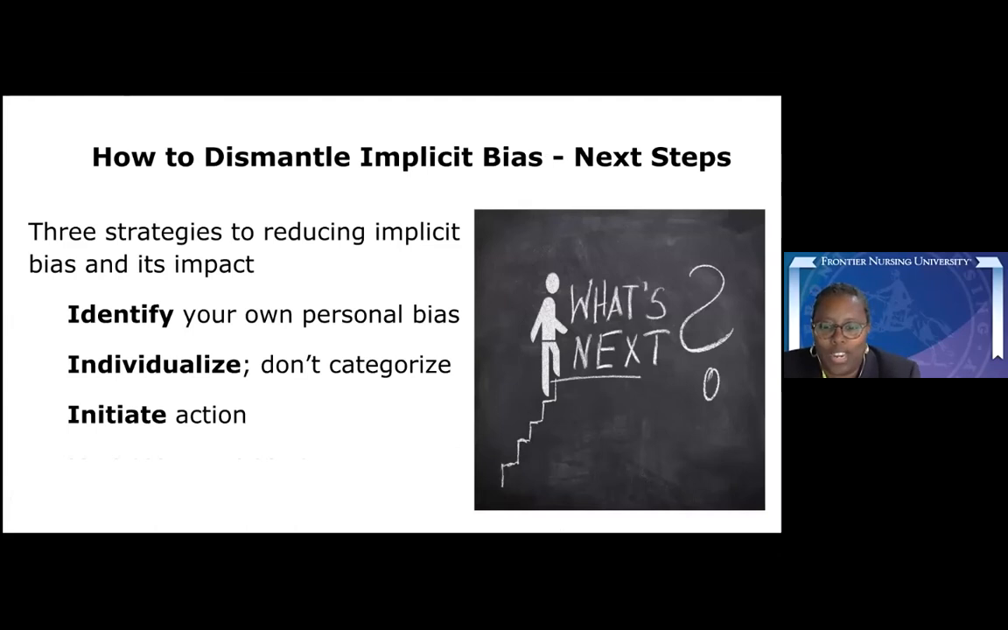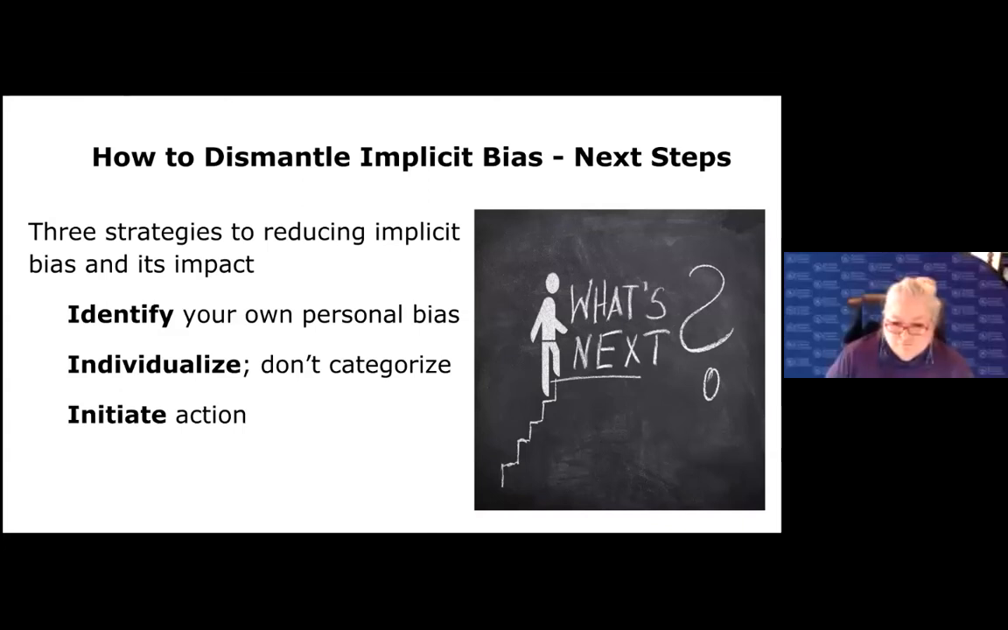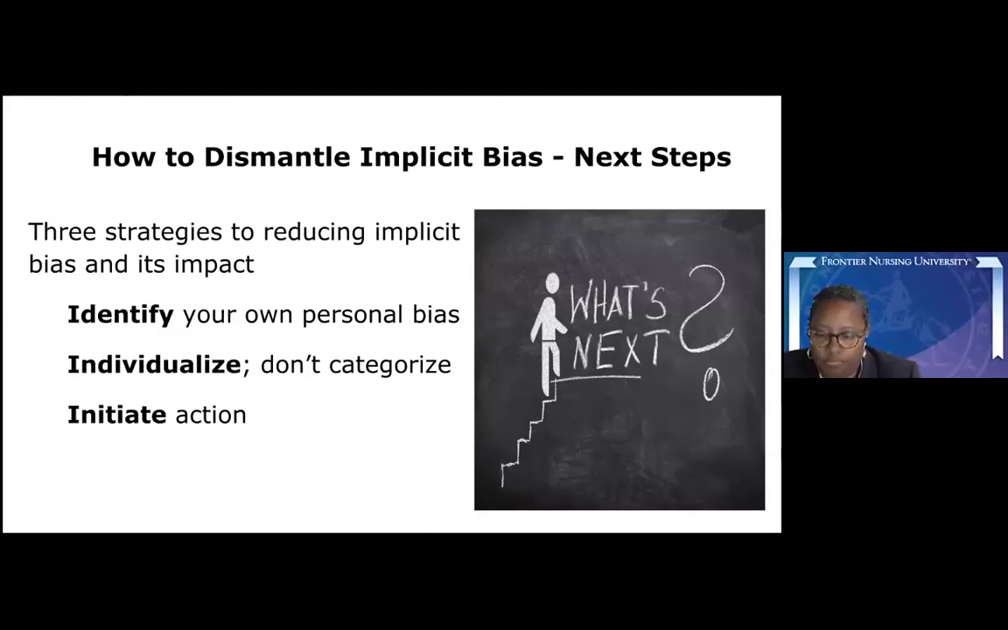And so what are our next steps? Because we don't just want to recognize that bias exists or that it impacts healthcare, but we want to start to work to dismantle implicit bias in ourselves and in our colleagues. And so we came up with three strategies. These are not meant to be comprehensive, but we came up with three strategies to reduce implicit bias and its impact. The first one is that we have to identify our own personal bias, and we have to individualize when we deal with our patients rather than categorize. And then we have to initiate action.